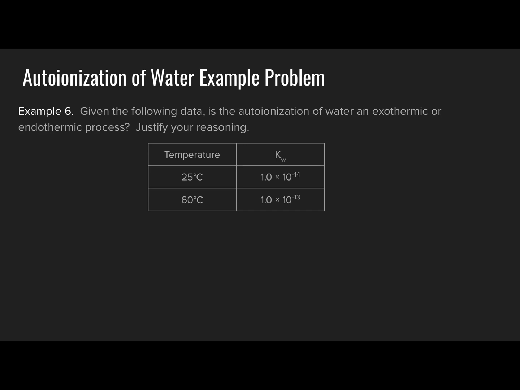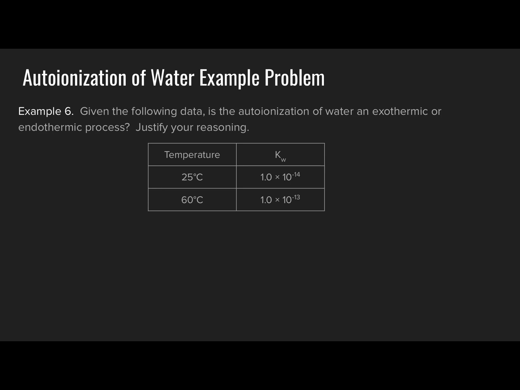All right, so we now find ourselves at the last slide of our lecture here. We are looking on this slide to find how we can use data from a provided data table in order to determine if the process of autoionization of water itself is an exothermic or an endothermic process, and we would like to justify our reasoning to explain how we know that to be true.